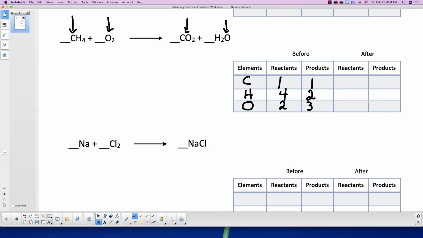Okay, good. So this is not a balanced equation. If it was, the numbers would be equal on the reactant and product side. So let's rewrite these numbers. 1, 4, and 2. 1, 2, and 3. And now we're going to make some changes here. I'm going to get rid of these arrows so I don't get confused.